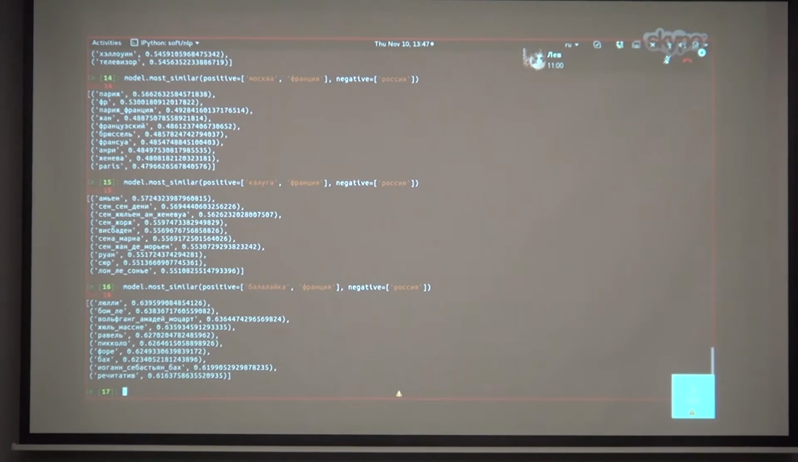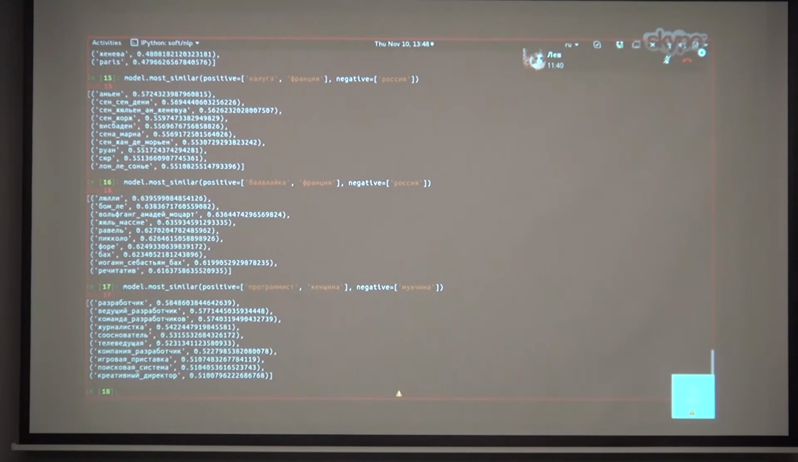Anything else? It doesn't have to be countries. We can try to do other relations too. What about the example with programmer, male and female? Okay, let's try that. Let's try to search for sexism here. So let's take the software engineer, add a woman, and subtract a man. What's going to happen? Actually, I don't know what's going to happen. Nothing interesting, really.